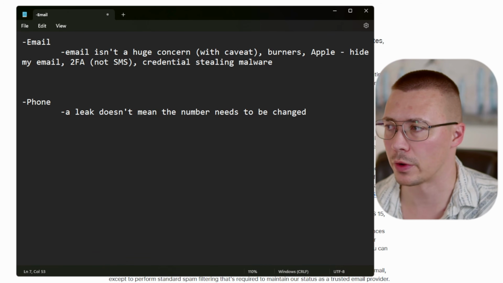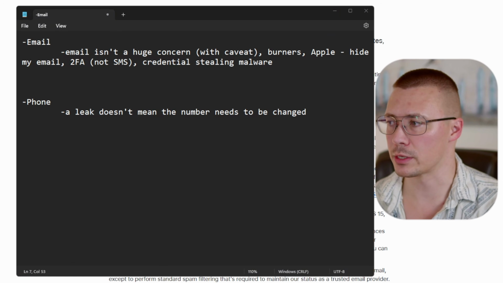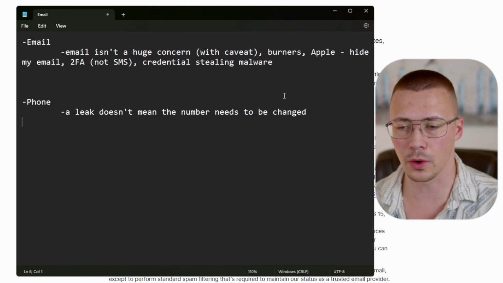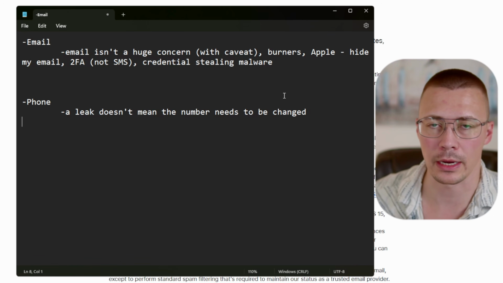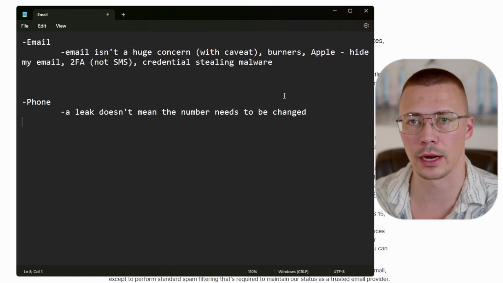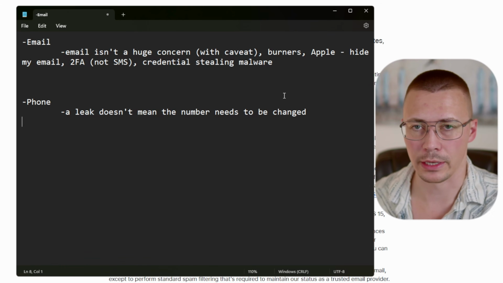So let's get started with the phone stuff. First of all, if your phone number gets leaked, like if you're using some sort of service and the website gets hacked, I would say you don't automatically need to worry about getting your phone number changed. Like I said, leaks happen quite a bit. It's going to be context dependent, and I'm going to cover the context side of things in this video.